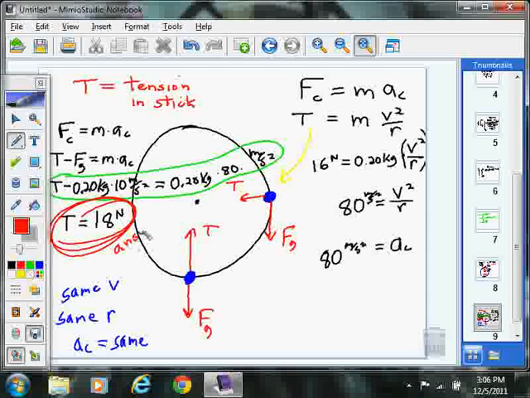Sometimes the question will ask, at what point in the vertical circle is the string most likely to break? And it's just like asking the question, at what point in the vertical circle is the normal force the greatest? At the bottom. It was at the top, which is the T plus FG. Yes, exactly.